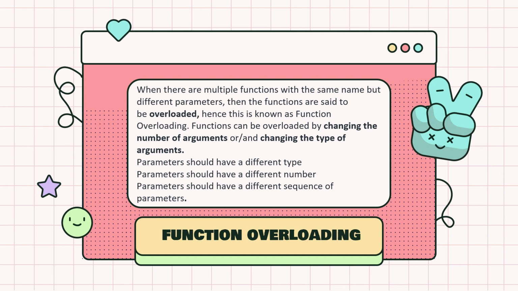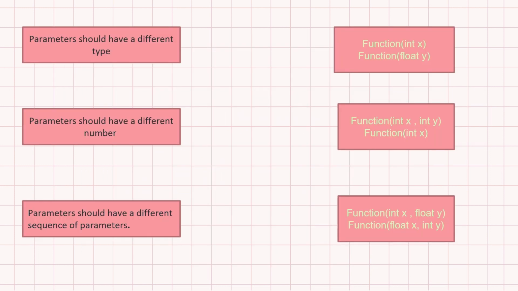The first condition is parameters should have a different type. The second condition is parameters should have a different number, and the third is parameters should have a different sequence of parameters. It means that this is how the compiler differentiates same-name functions, that is, which function you are calling. It is quite easy for the compiler to differentiate the same function names by using these three conditions, which are based on our parameters.